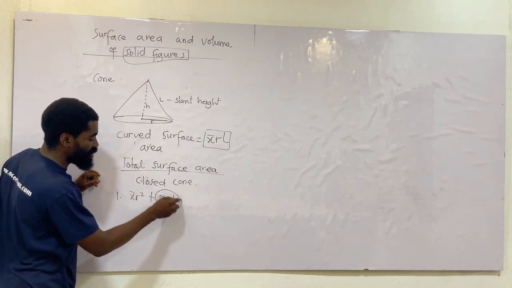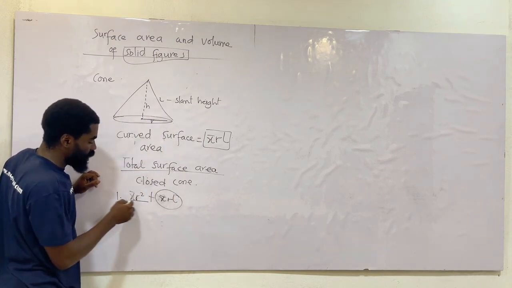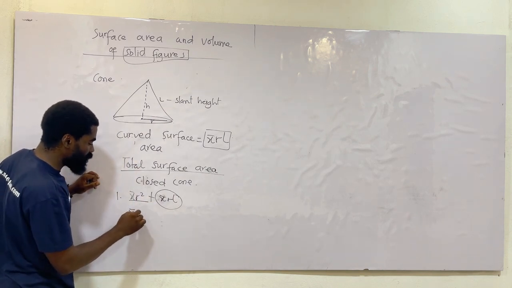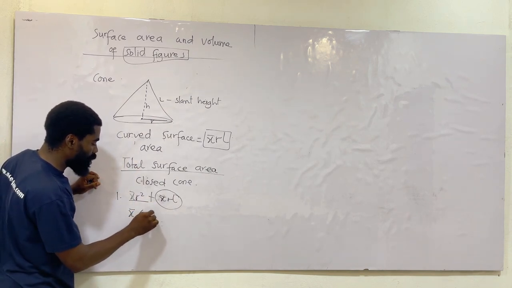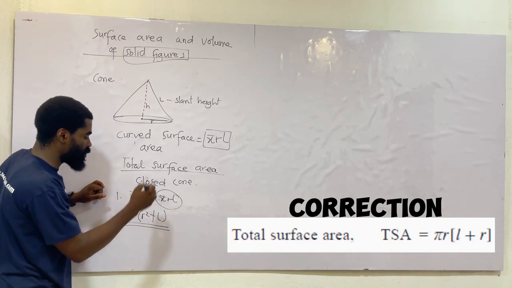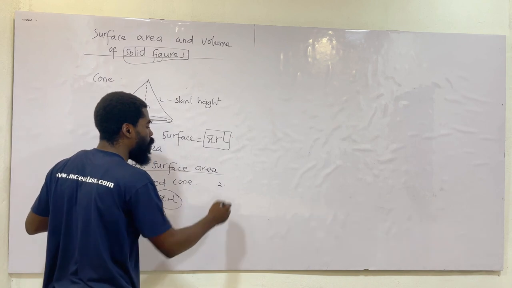Why am I saying that? This is my curved surface area, which is this one. Then this is my base, which is the area of a circle. So once again, I can factorize pi out. I'll get into bracket R plus L. This is how to find the total surface area when the cone is closed. Then for the second one, we have the hollow cone.